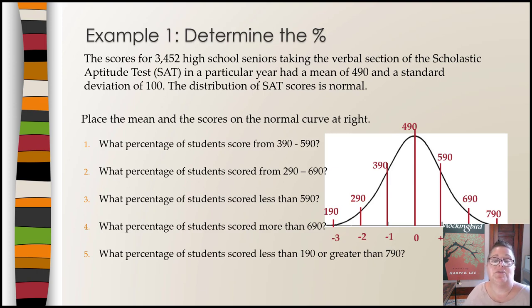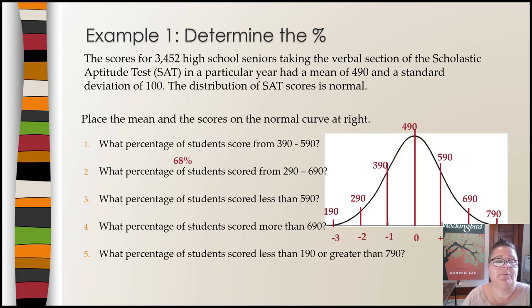What percentage of students score from 390 to 590? So using a highlighter, I'm going to find 390 and shade in over to 590. You can see the part of the normal curve that's shaded in is from -1 to 1, or 1 standard deviation below to 1 standard deviation above. Using my empirical rule, I know that this has to be 68% of all of my data. So what percentage of students scored from 390 to 590? They're within 1 standard deviation of the mean, so that's 68%.